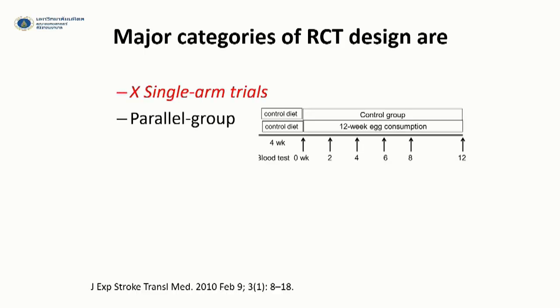Major categories that we call the randomized control designs. This is called single arm trial. You have only one experimental design, one group study, before and after test. Or you can have parallel group design. On the right side is called a parallel. You have control, you have intervention group run at the same time. Or sometimes you can have what we call the crossover design.